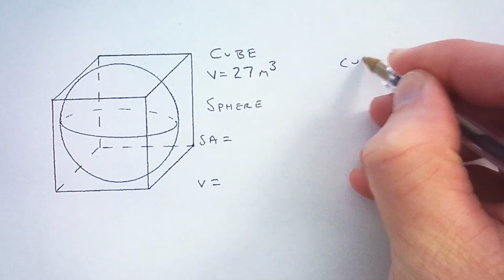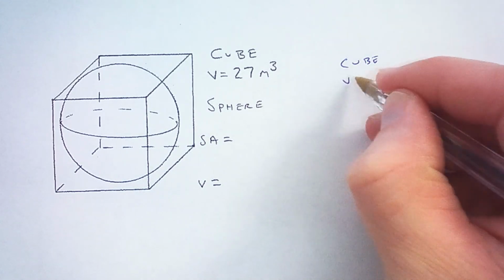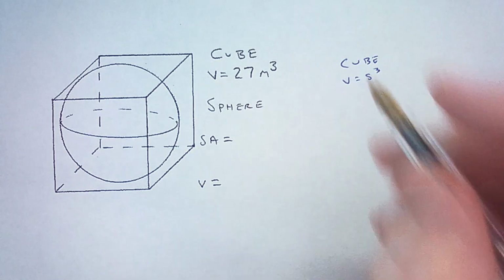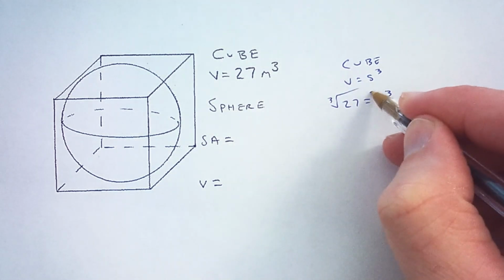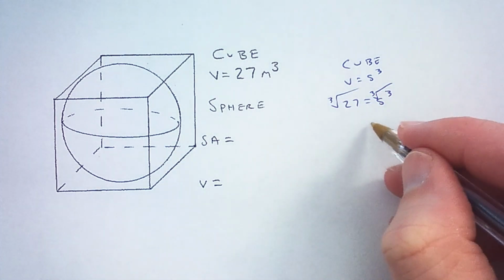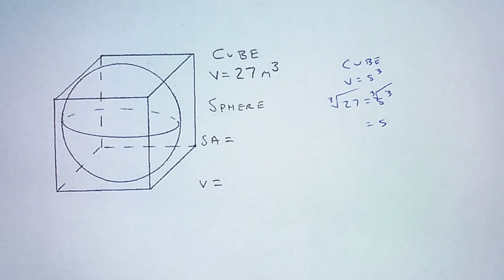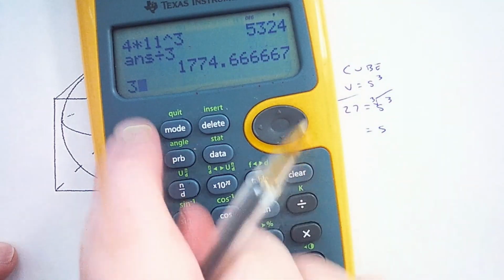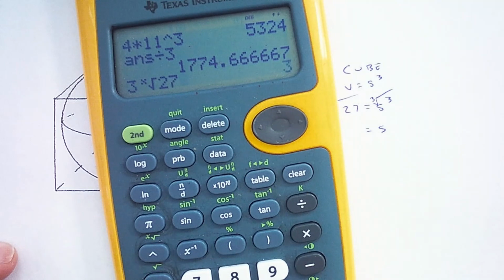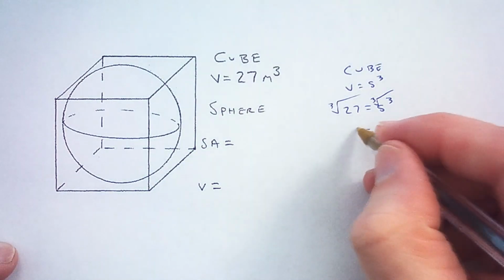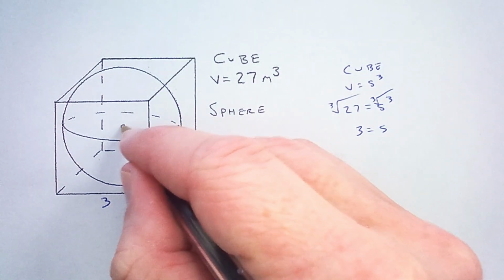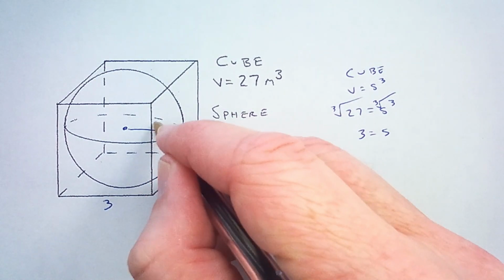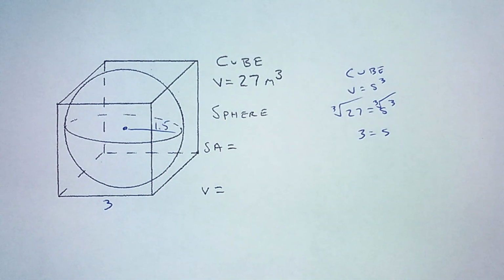So for a cube, volume is side cubed. So that means 27 equals side cubed. So we will take the cubed root of both sides. Okay, so the cubed root of 27 is 3. So that means every side of this cube is 3. And that means that the radius of this sphere is half of that, 1.5.